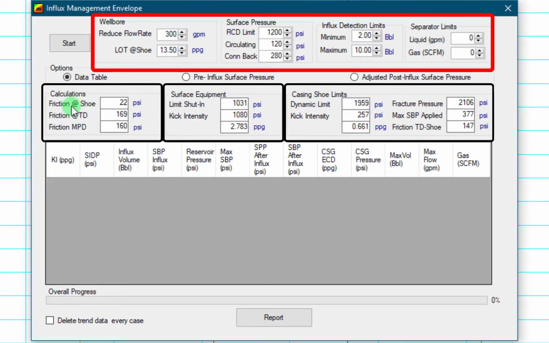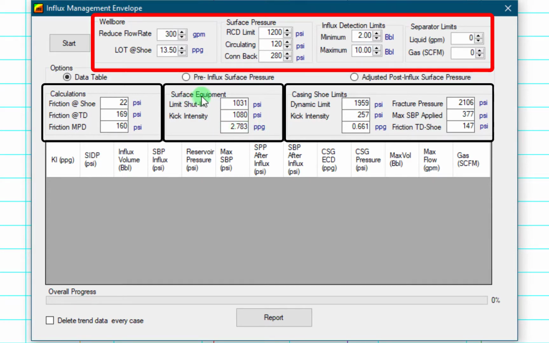It's important to look at the data table here. We have the calculations for all the friction, the surface equipment limitations, and the casing shoe limitations. We see that the friction at the shoe is 22 PSI, friction at TD is 169 PSI. Friction MPD is the difference between the connection back pressure and the circulating back pressure.